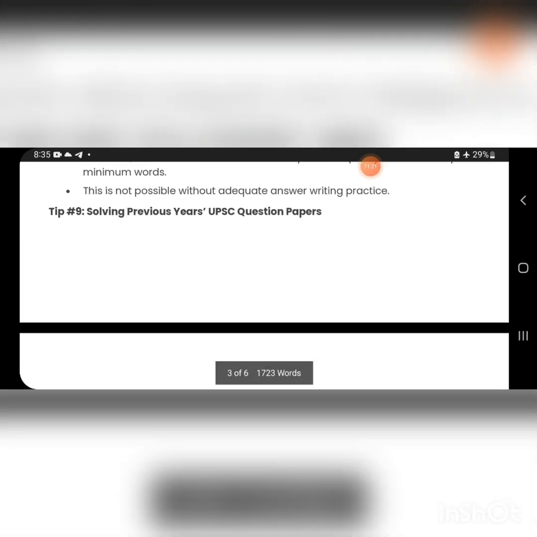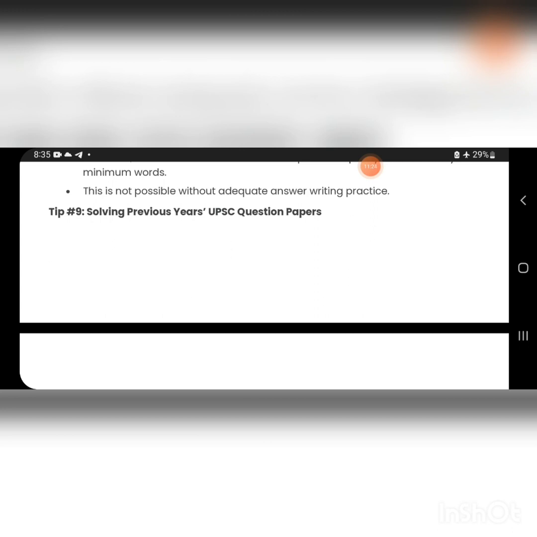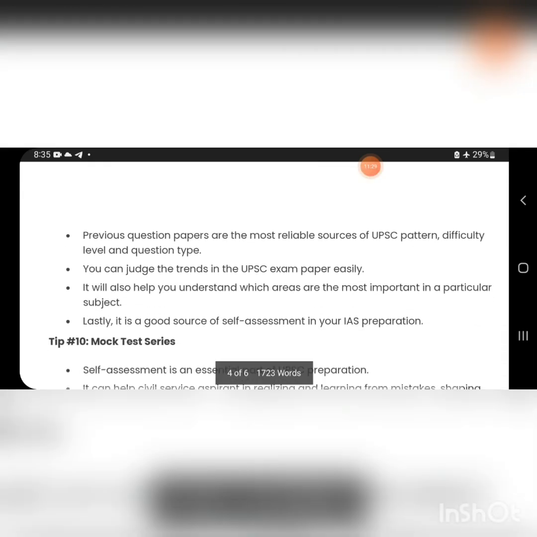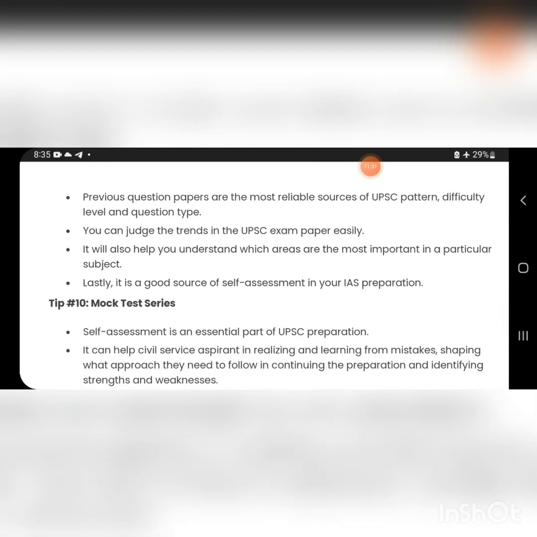Point number 9, solving previous year UPSC question papers. So, dear friends, previous question papers are the most reliable source of UPSC pattern, difficulty level, and question type. You can judge the trend in the UPSC exam paper easily. It will also help you understand which areas are the most important in a particular subject. Lastly, it's a good source of self-assessment in your IAS preparation.